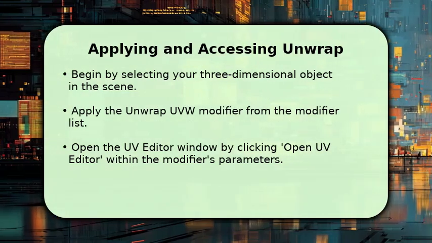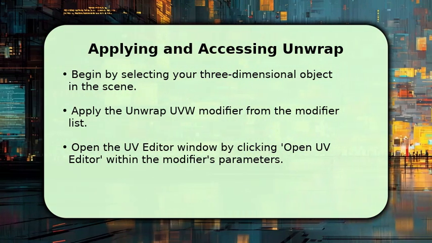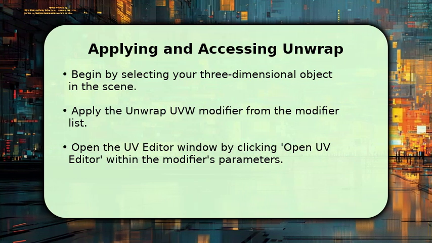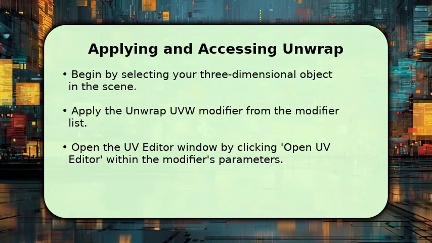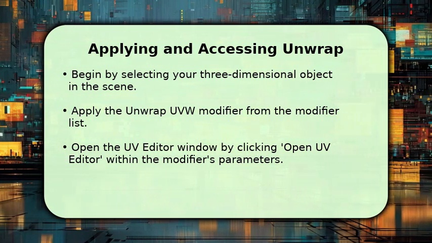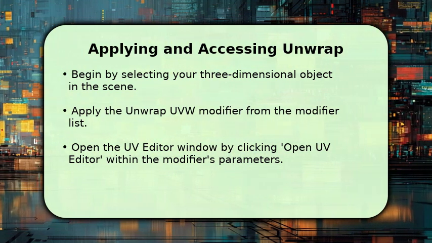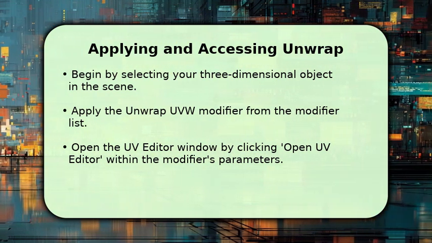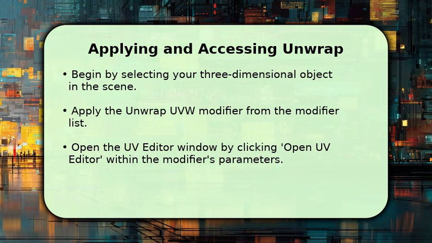Once your object is selected, apply the Unwrap UVW modifier directly from your modifier list. This action immediately brings up the necessary controls for flattening your model. To begin the actual unwrapping process, simply click the Open UV Editor button within the modifier's parameters. This opens a dedicated window where you will perform all your two-dimensional mapping tasks, giving you full control over the layout.